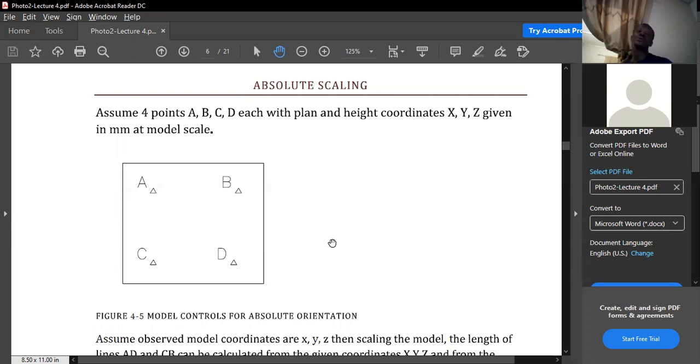No, in absolute orientation, we have two types of rotations. We have the common omega rotation, which takes the model and rotates it about the x. Then we have the common phi, which rotates the whole model about the y. So the question is which of these rotations apply to which points on the board right now?